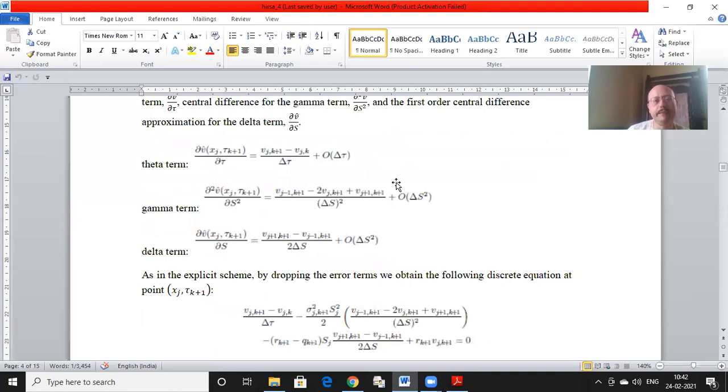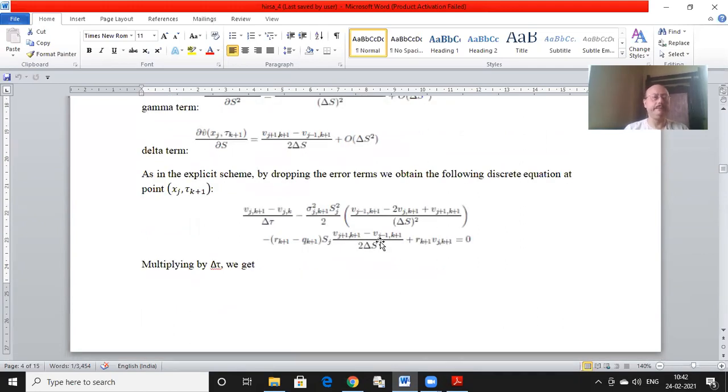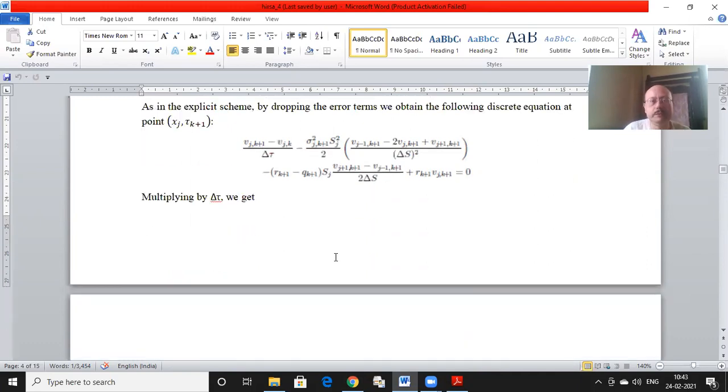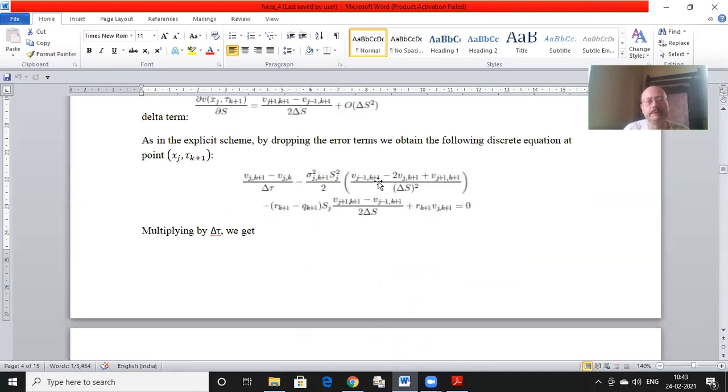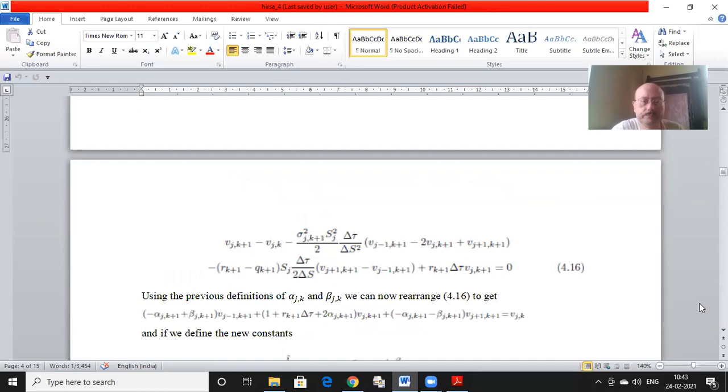And the associated errors are of the order of delta tau and delta s square. So again, we set up the difference equation, ignoring the error terms. So at xj, tau k plus 1, our difference equation will look like this object here. And then we do the usual stuff. We multiply by delta tau and rewrite this difference equation as 4.16, where we have this term like rho that we used earlier. So this delta tau and delta s square ratio is appearing again, and there is a delta tau delta s.